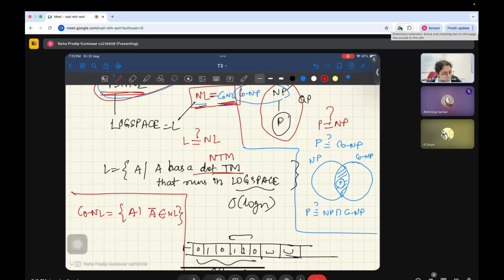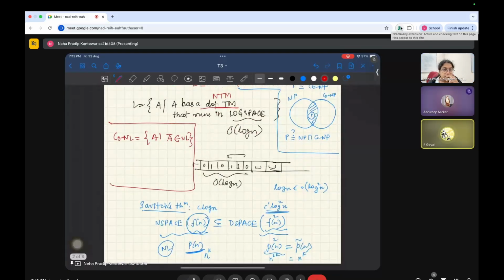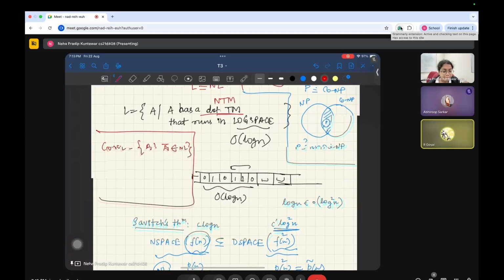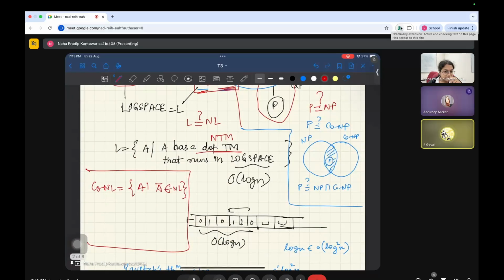Can you give an example of an NL problem? Like, say, reachability is in NL, but then an example of a problem which is in co-NL.